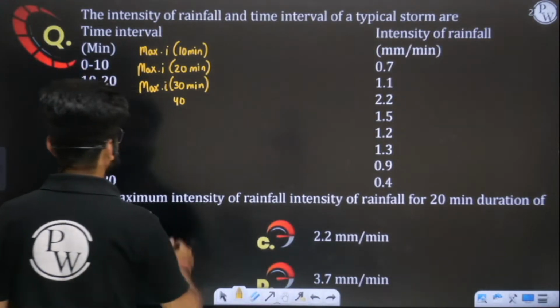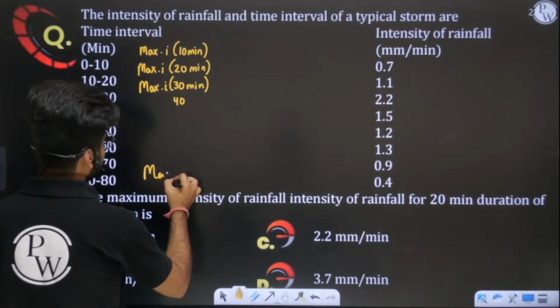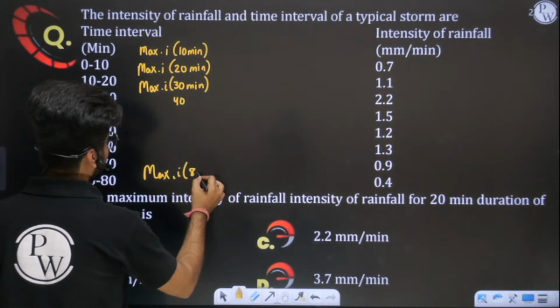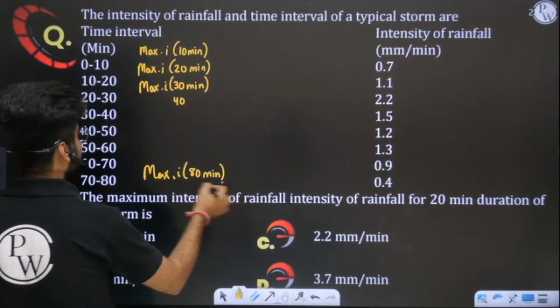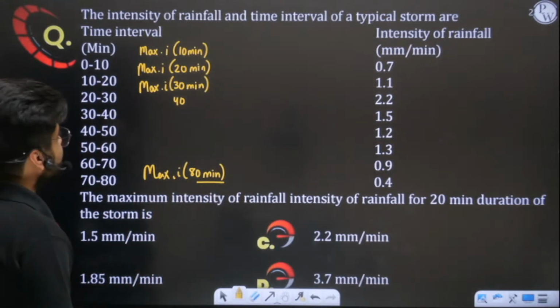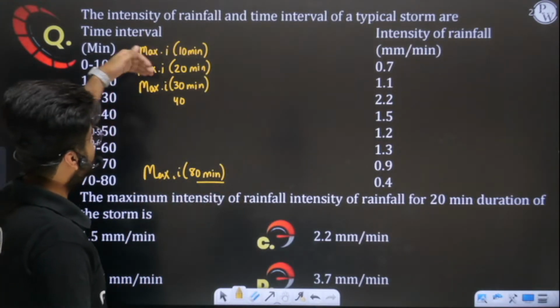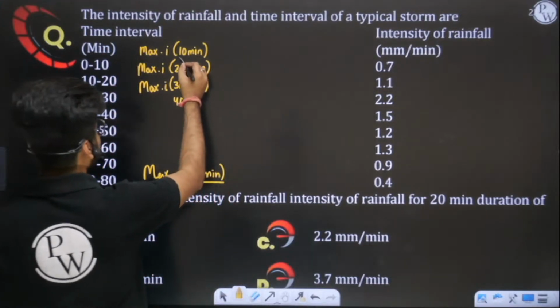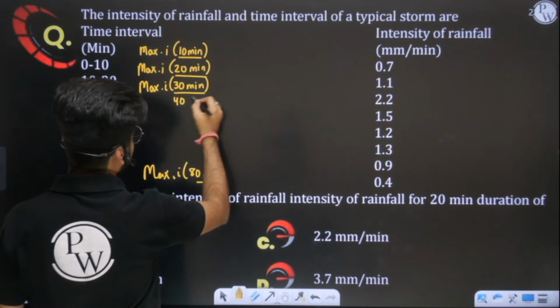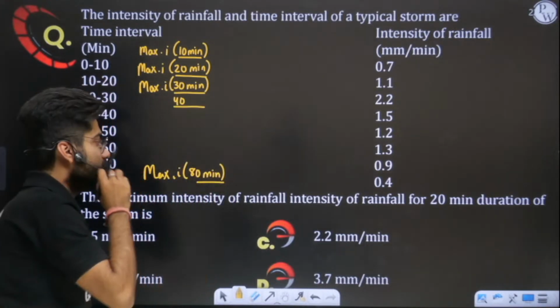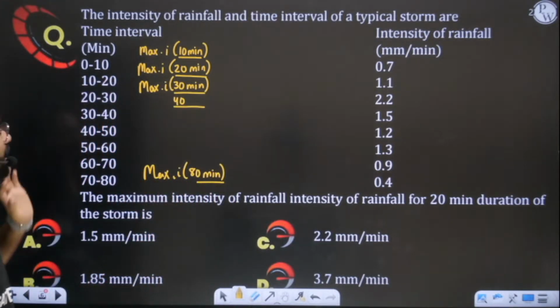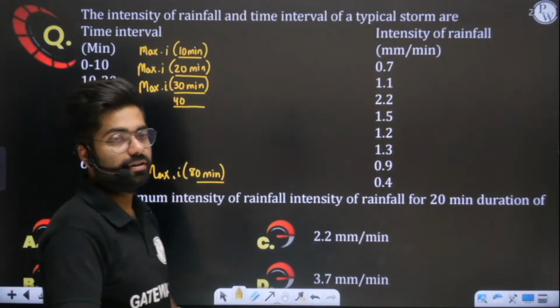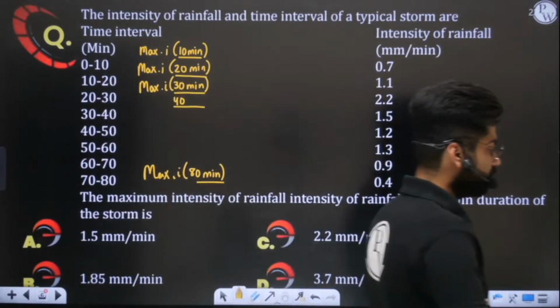So the maximum intensity which we can find is for 80 minutes. The maximum duration is 80 minutes here. So maximum intensity for 10 minutes, maximum intensity for 20 minutes. What we are doing here is changing the duration. Yes or no? And at max it can be 80 minutes. So tell me, will you be able to solve it or not?